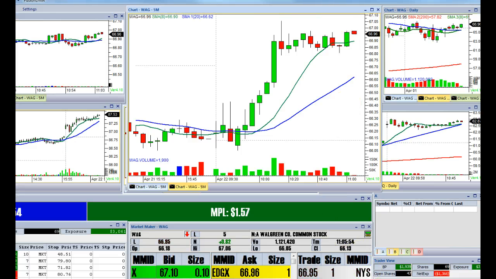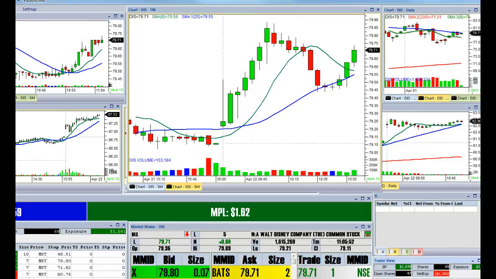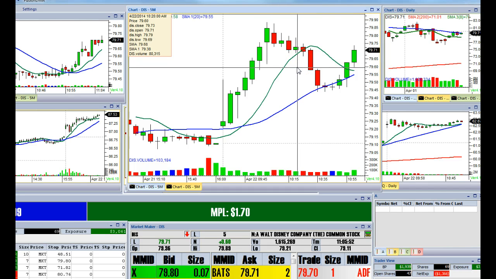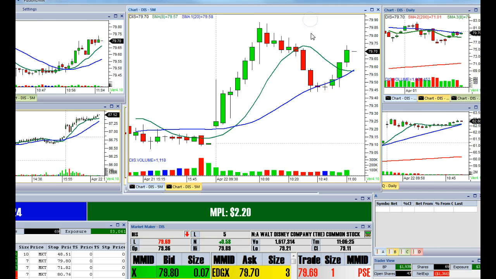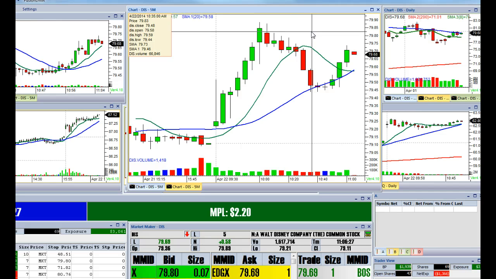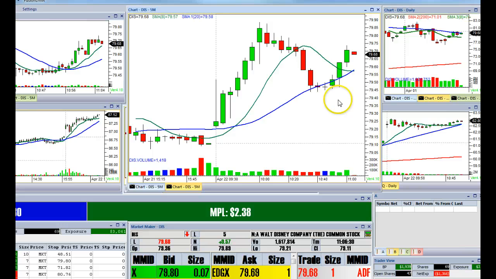Let me go through some of my other charts and see what's working and what's not. Disney, it went up, and when it started to sell and go down, I shorted at 79.59, so I waited. I should have shorted it more up here, but I didn't. I waited, and it's not working again. I got my stop up here somewhere, but we'll see if it pulls down.